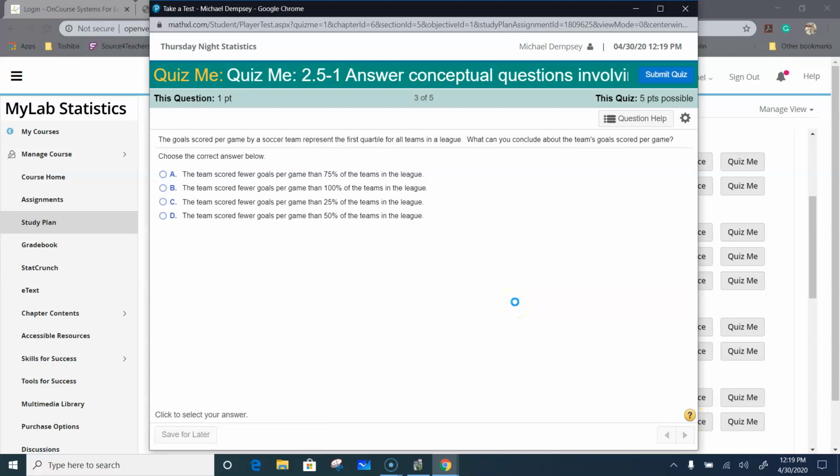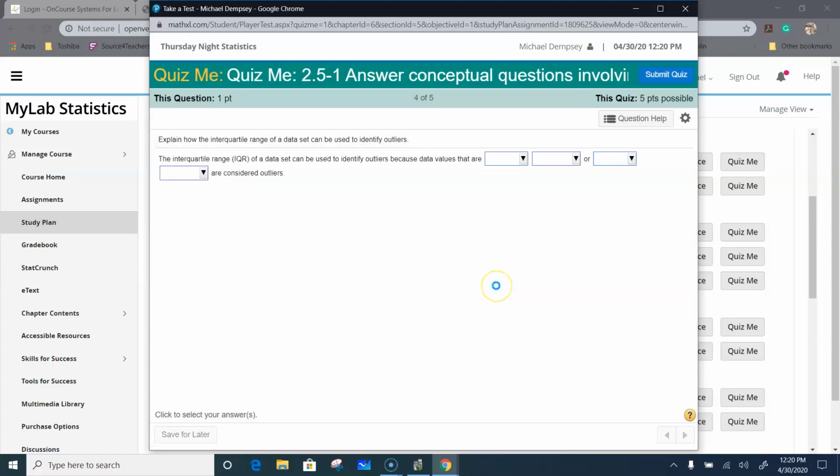Okay. The goals scored per game by a soccer team represent the first quartile for all teams in the league. What can you conclude about the team's goals scored per game? So that they scored fewer per game than 25%. That's not true. I look at the 25% as first quartile. It's how many they scored. So if they're at the 25th percentile, that means they scored higher than 25% of the league, which means they scored lower than 75%. That was a little tricky the way they framed that one.